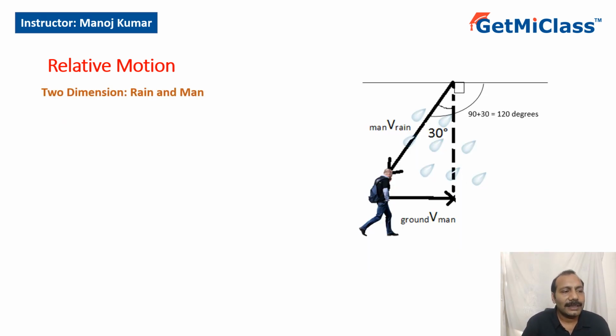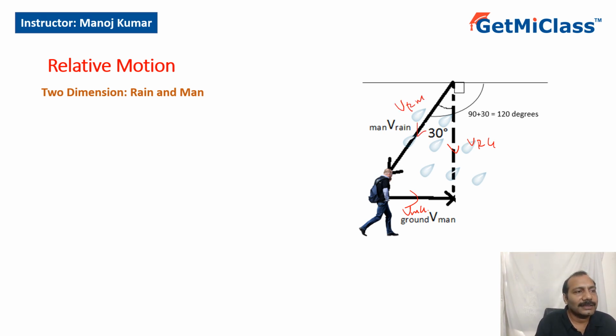Now let's look at the common examples that we often study, that is relative motion of rain with respect to man. Now let's assume that rain is falling vertically. If rain falls vertically and man starts moving, then he will feel that rain is striking him at a certain angle. So let's say in this particular case, this is velocity of rain with respect to ground, and this is velocity of man with respect to ground. Because man is moving, he will feel that this is how velocity of rain will strike the man.